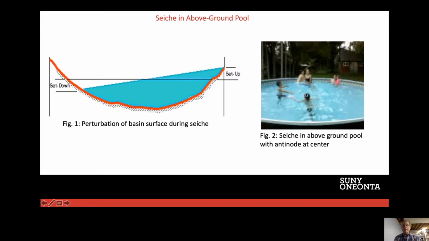We can set up the same thing in an above ground pool by driving the center of the pool vertically up and down at just the right frequency. We can set up a standing wave where there are antinodes in the center and the edge, and a node about 2/3 of the way out.